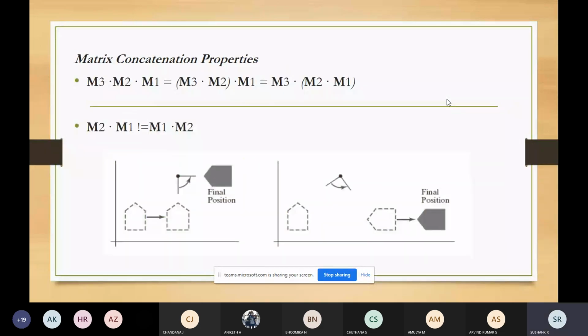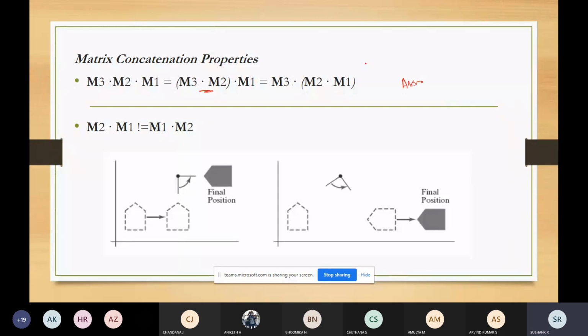So now this is regarding rotation about a pivot point, or rotation about the fixed point. Now the next topic is the matrix properties. See, multiplication of matrices is associative. M3 into M2, and then multiplying this result with M1, will be the same as multiplying the last two terms with M3. So multiplication of matrices is associative.